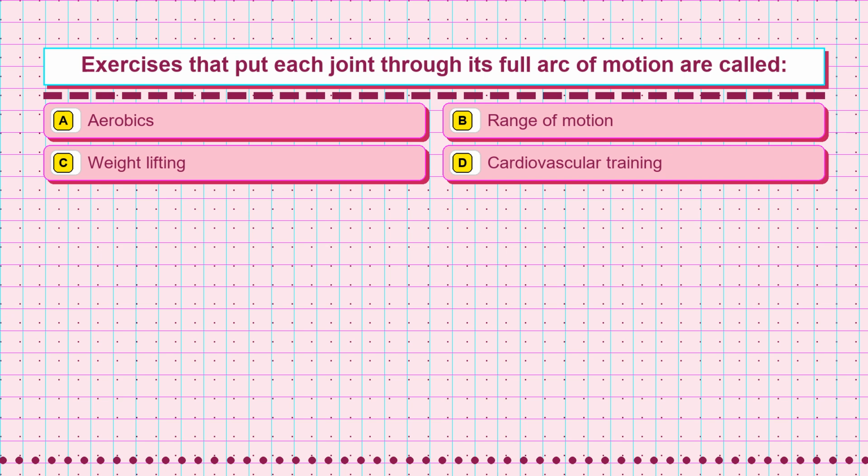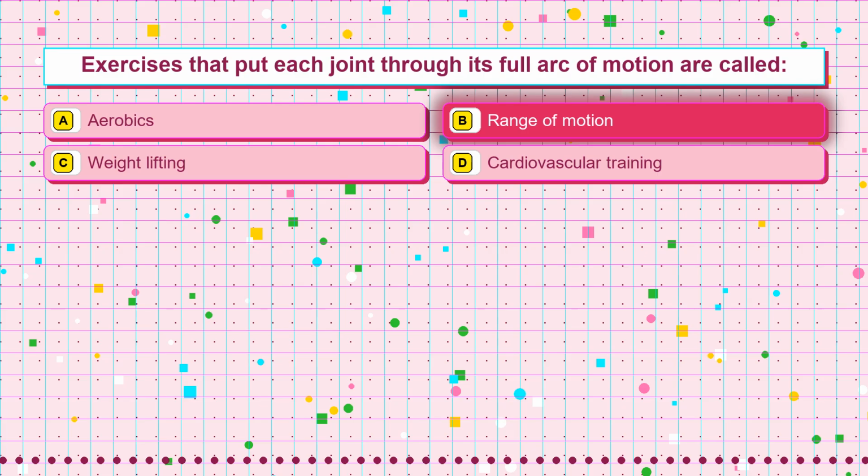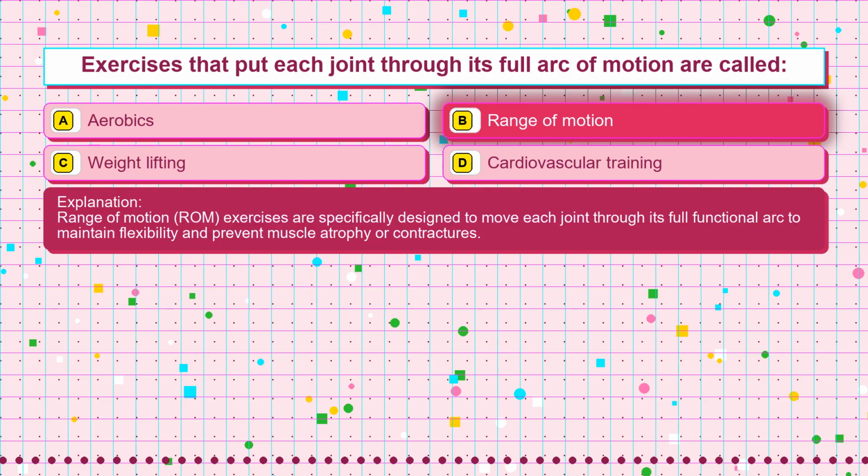Question 44. Exercises that put each joint through its full arc of motion are called option A, aerobics. Option B, range of motion. Option C, weight lifting. Option D, cardiovascular training. The correct answer is option B, range of motion. Range of motion, ROM, exercises are specifically designed to move each joint through its full functional arc to maintain flexibility and prevent muscle atrophy or contractures.